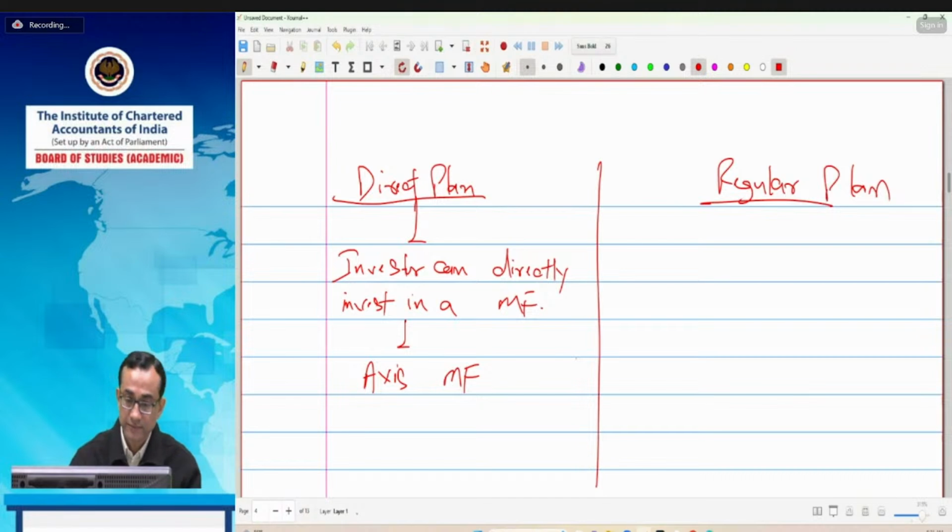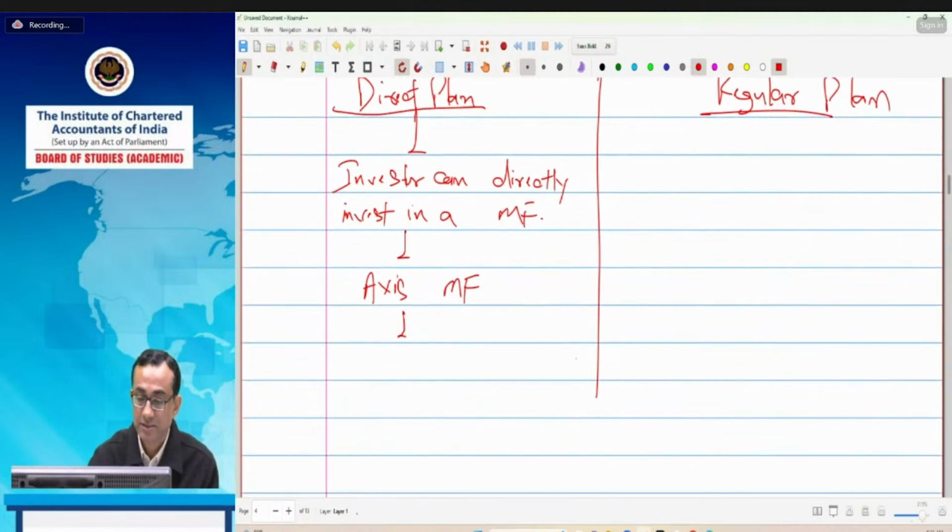But what are the advantages? The advantage is that the distributor expenses will not be there. So expenses will be low.